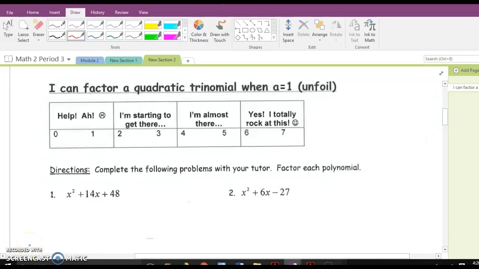All right, so in class today, we focus on this concept of factoring. And right now, what I want you guys to do is, at the very end of it, when we went and factored, how would you rate yourself? Are you in desperate need of help? Are you getting there, almost there? Or yes, you understand it perfectly. So first thing I want you to do is rate yourself.